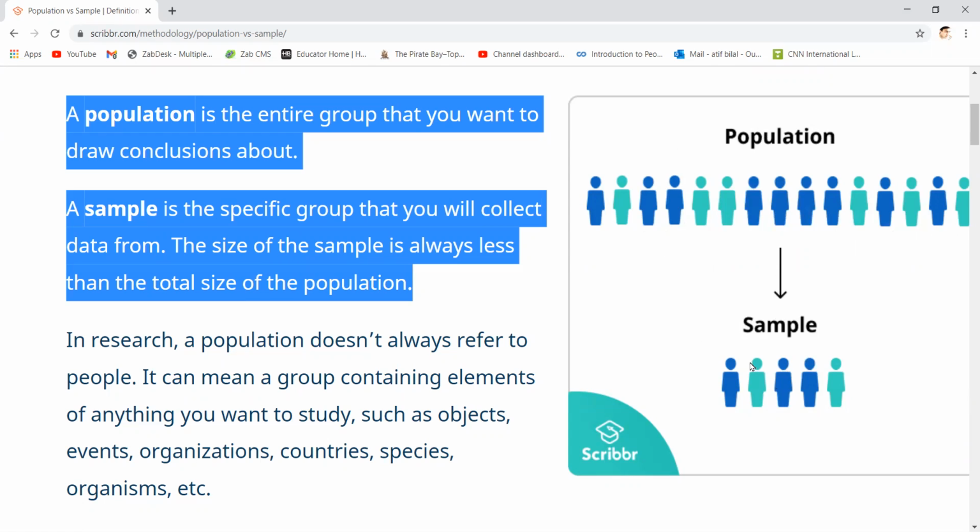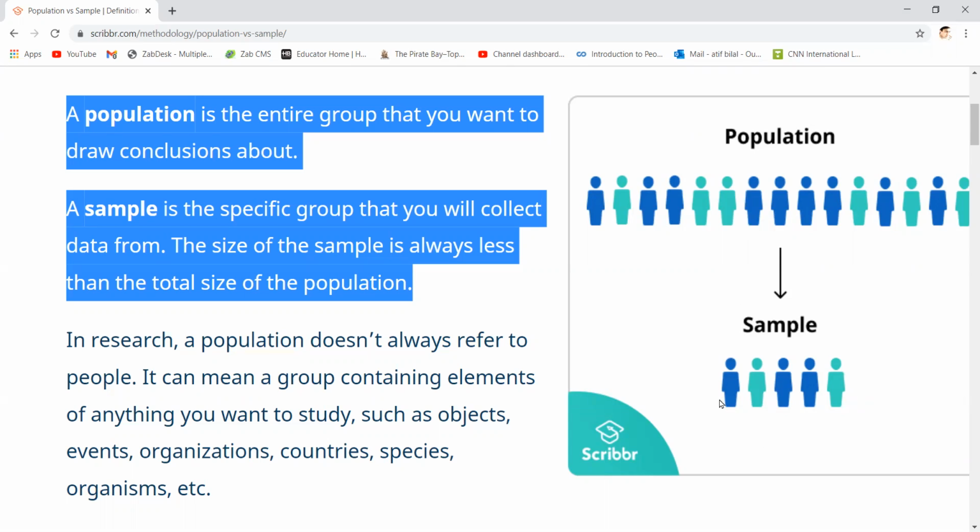For example, if all the students in one university are your population, and you want to conduct a study on the university students of a particular university, it will not be possible or feasible or financially affordable to collect data from all the students in one university. Therefore, you're going to collect data from some of the students in that university. But how do you calculate how many people in the population should be part of your sample?